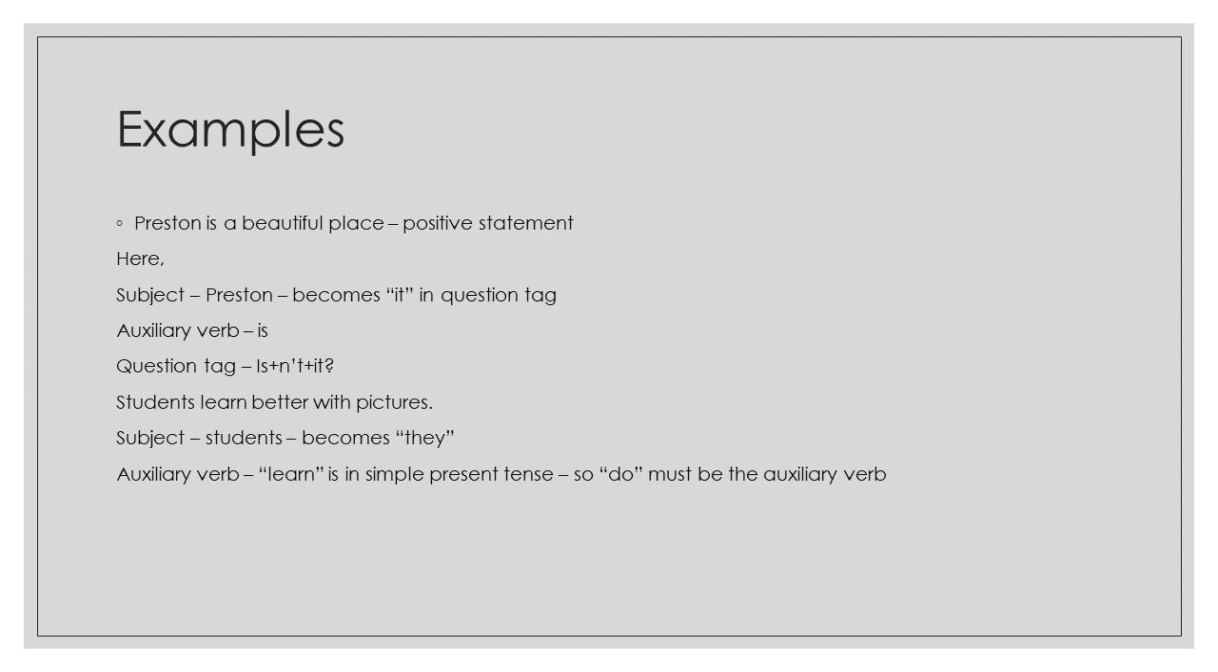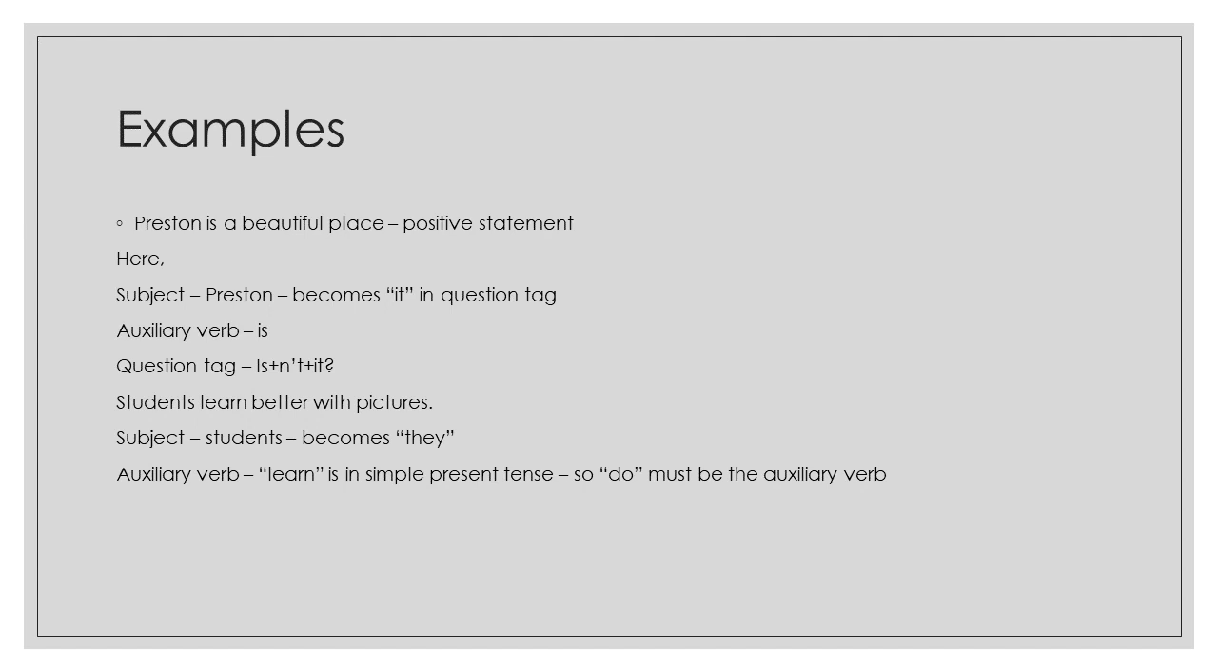So Preston is a beautiful place. This, just to start with, is a positive statement. So is is your auxiliary verb here, number one. And what is the subject here? It is the name of a place, a noun. So what is the noun here? Preston. So when you want to form your question tag, you can't use the word Preston because you have to use the corresponding pronoun. So because it is neither a man nor a woman, you're going to use the pronoun it in the question tag. So the question tag would become is not it. So you're using the contraction form for not, so it would become isn't it.